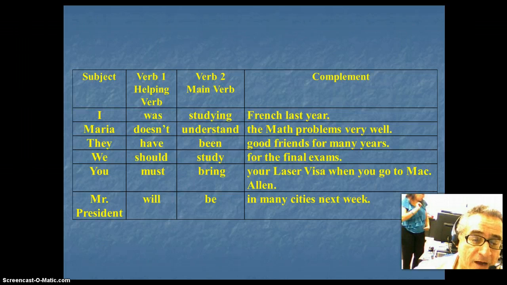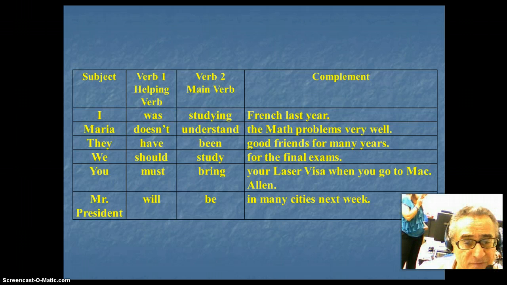Examples: I was studying French last year. What is the helping verb here? Was. What is the main verb? Study. Maria doesn't understand the math problems very well. What is the helping verb? Doesn't. The main verb is understand. They have been good friends for many years. What is the helping verb? Have. What is the main verb? Been. What tense is that? Present perfect.